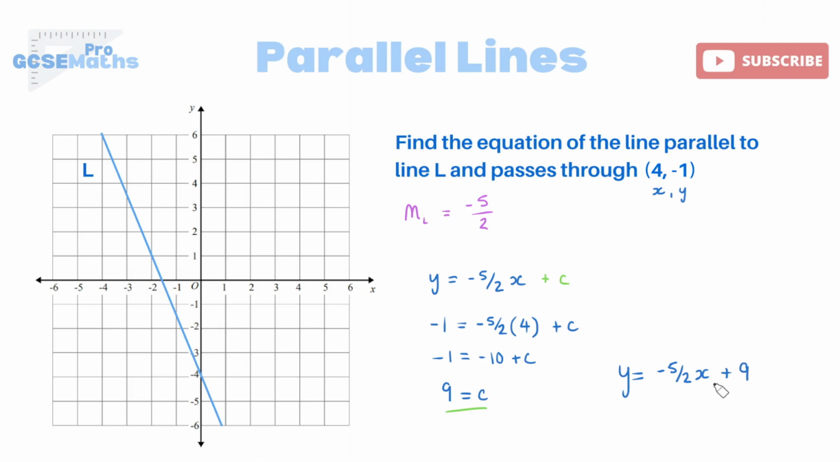My new line that's parallel would obviously be just as steep as line L, so it would be this kind of angle of a line, but it would cross somewhere up here, so where it's 9, somewhere up here is where it would cross, instead of negative 4 for line L. And that's the only difference, so they are the same steepness, they're just in a different position on the grid.